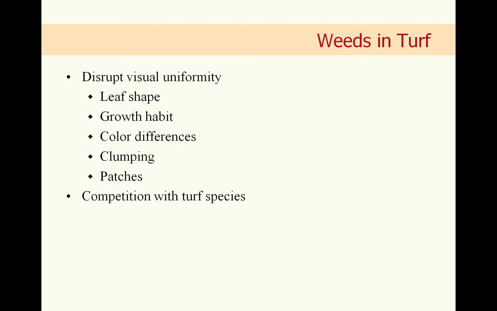Visual uniformity is disrupted because the weed is different shape, color, or growth habit than the desired turf species. These differences can result in clumping and patchiness. Weeds can also negatively impact the turf by competing for resources necessary for growth, such as water and nutrients.